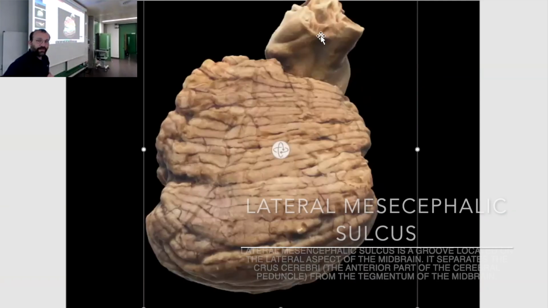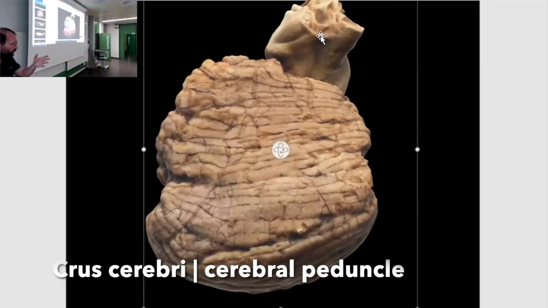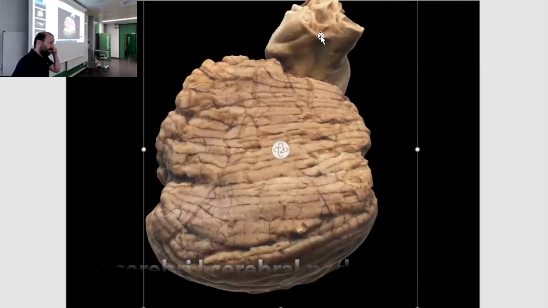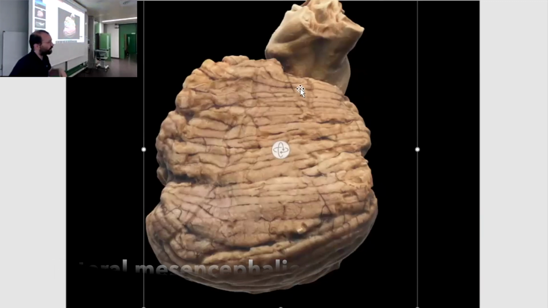And the lateral mesencephalic sulcus, a very important sulcus. It is important to observe because on one end is the posterior limit of the crus cerebri or cerebral peduncle. On the other hand, surgically speaking, it is also very interesting because it is a place that you can recognize during surgery. There runs the lateral mesencephalic vein. It's a very good landmark for orienting your surgery. Depending on the tumor location, it's also a good place to attack a lesion in the tegmentum of the mesencephalon.